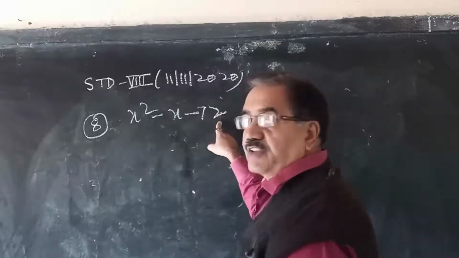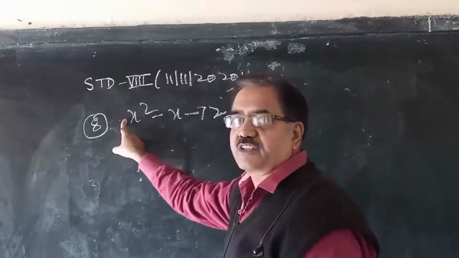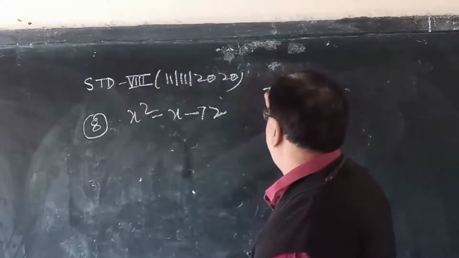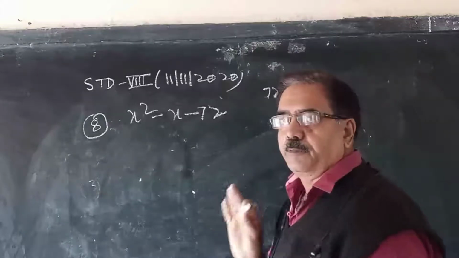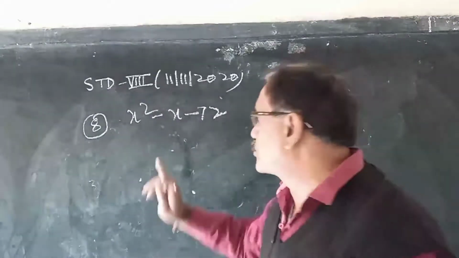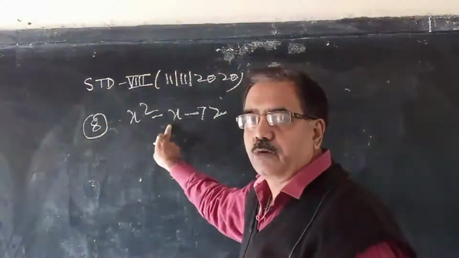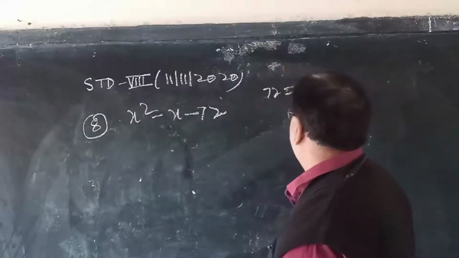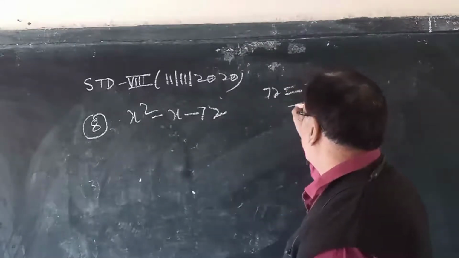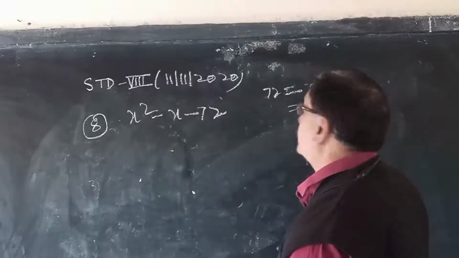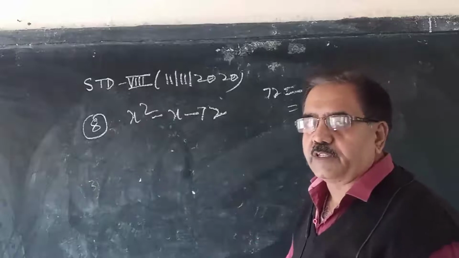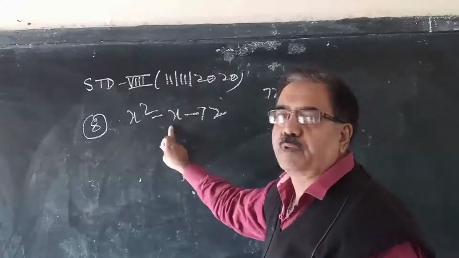Now, last term is 72, coefficient of x squared is 1, so 1 into 72 is 72. Now 72 will have different products, but we have to select only those products on which, after plus or minus, it should be minus 1, equal to the middle term. So 9 into 8 is 72, 36 into 2 is 72. So many products are coming. But we will take only those products which, after plus and minus, give the middle value.